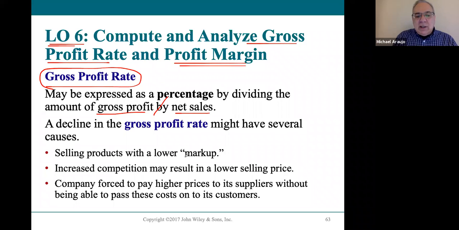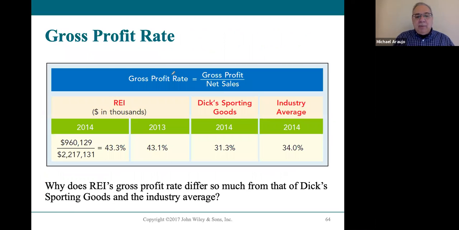And this talks about what type of markup the company is adding. Remember, they got to buy this stuff first. Then they have to increase the price. They have to mark it up to sell it to the customer. So that's basically what the gross profit rate tells us about. How much are they doing that? So here's an example. Remember, here's your formula. Gross profit rate is the gross profit over the net sales.